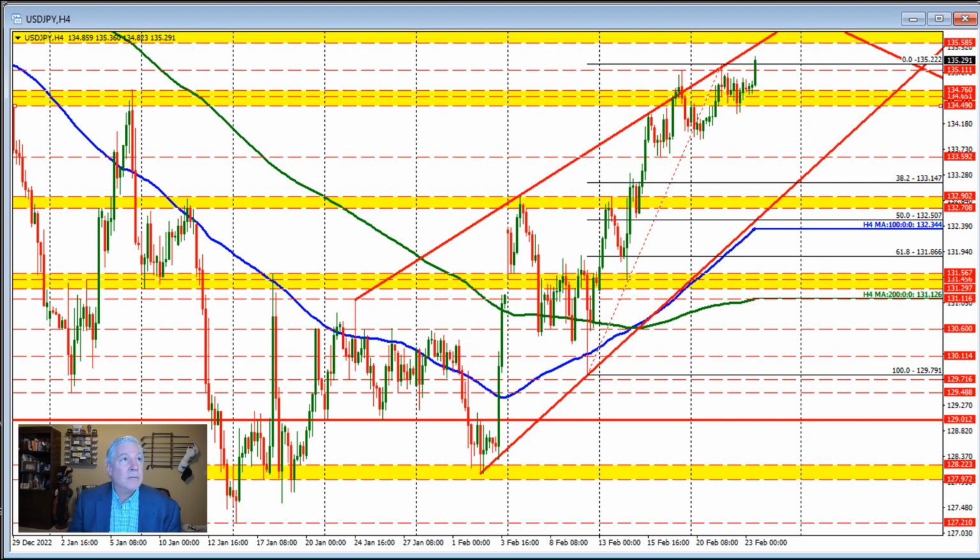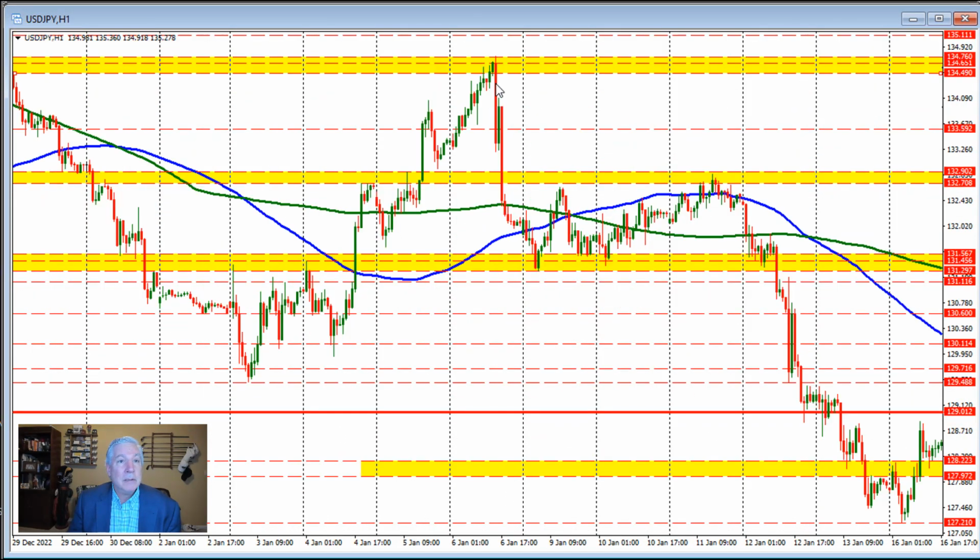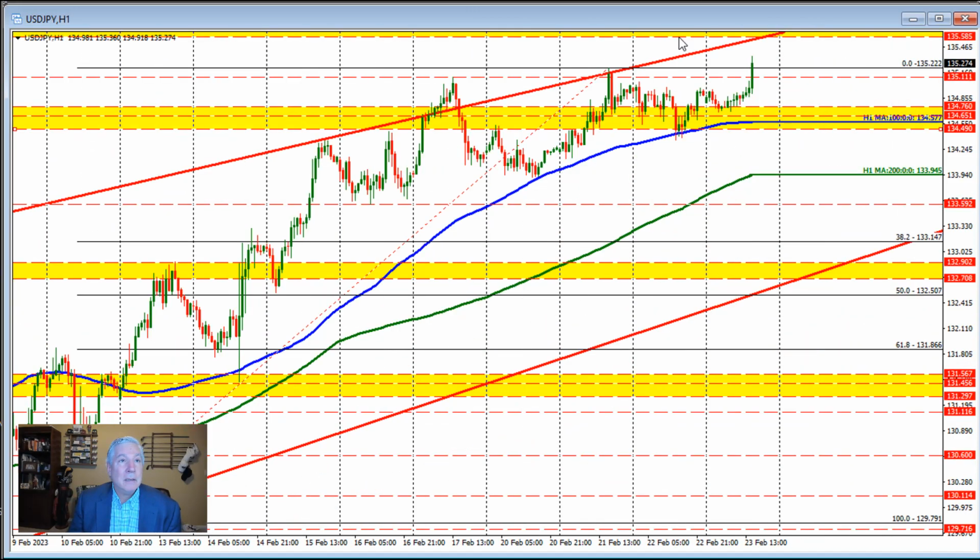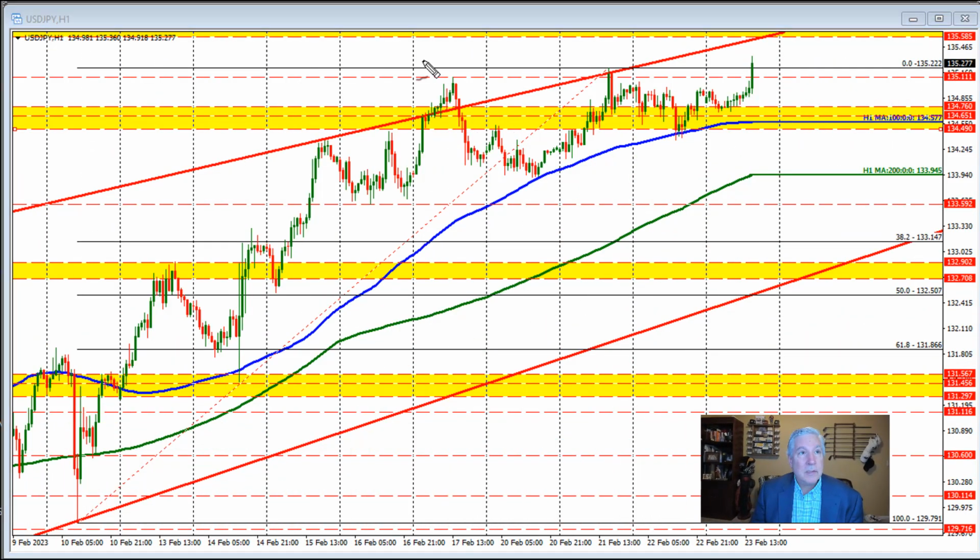Taking a look at the dollar versus yen, I'm going to put it on the hourly chart here. If we look at this currency pair, over this consolidation I could probably put a red box around this area where the market's been moving to the upside and downside, but we have a ceiling here, and we're actually breaking above that ceiling as we speak.